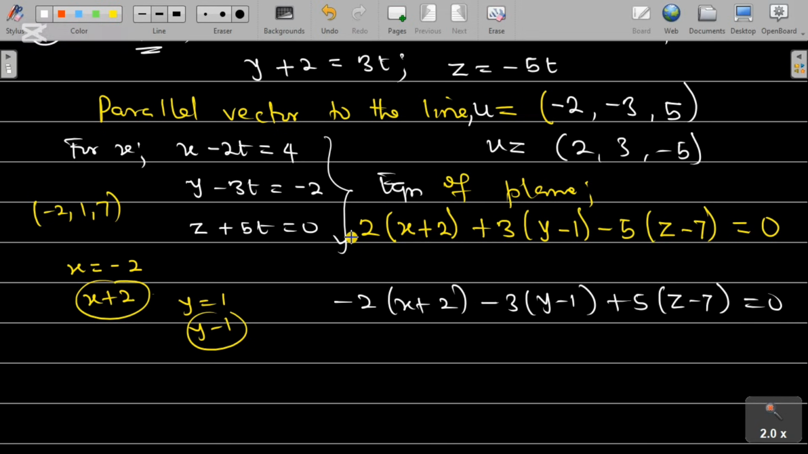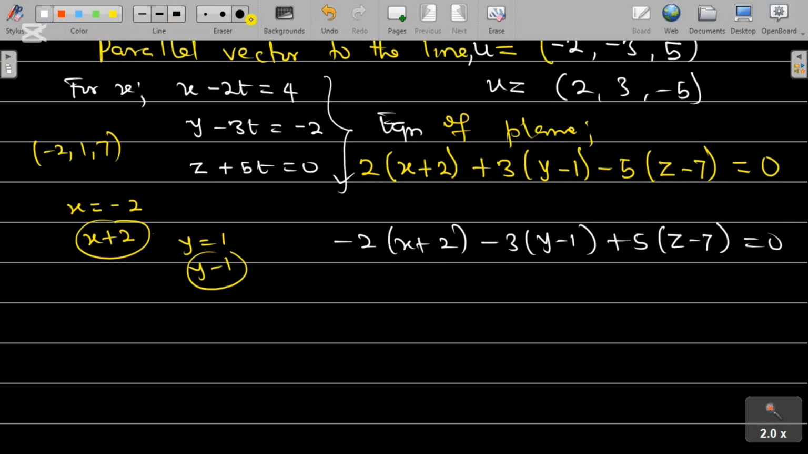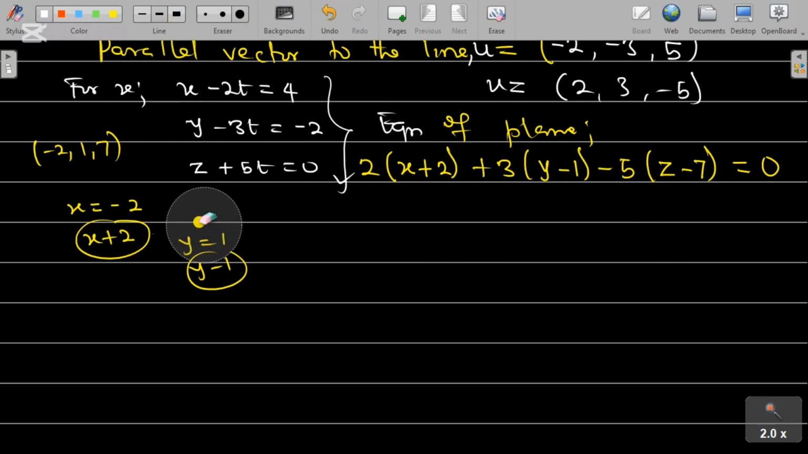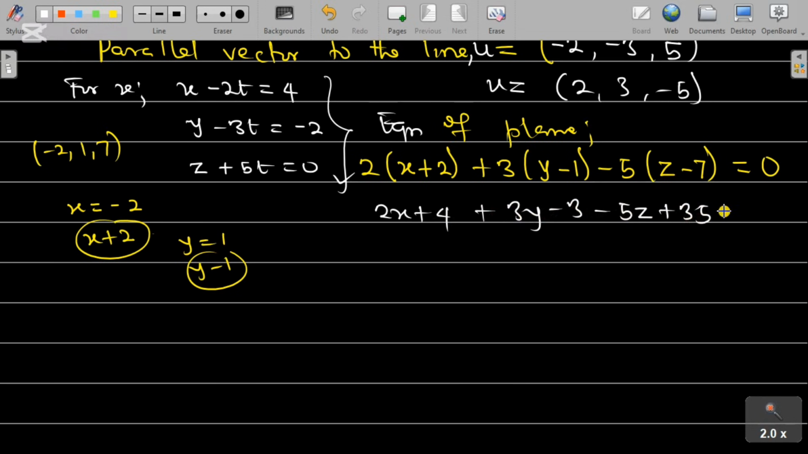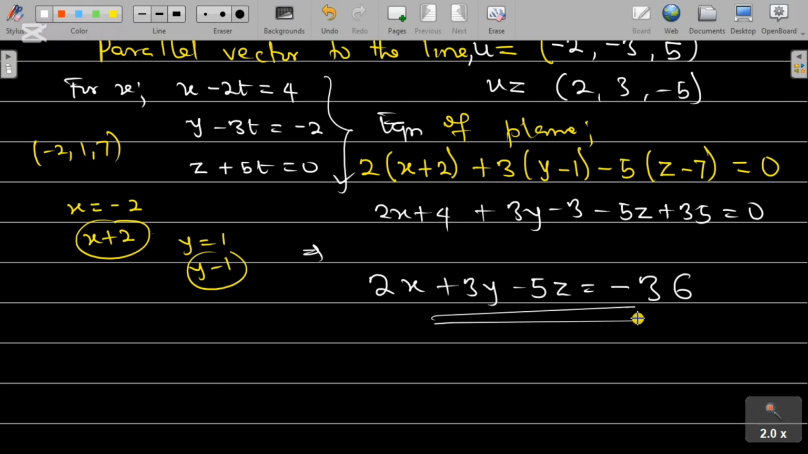And then you can try to open up the brackets, and then when you do, you will simplify to get your solution. So if we simplify this, you're going to have 2x plus 4, then this will be 3y minus 3, then this will be minus 5z plus 35 is equal to 0, and that's going to give us 2x plus 3y minus 5z. I'm taking all constants to the other side, but let's add them here first. 4 minus 3 is 1, plus 35 is 36. So if it crosses over, it becomes minus 36. And that is your solution to the problem. Alright, and that's for H.